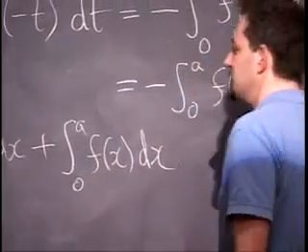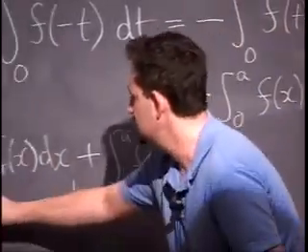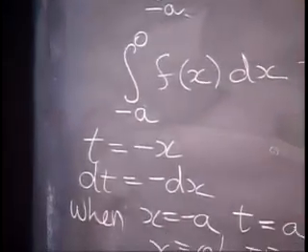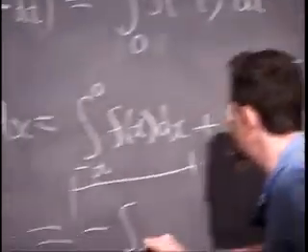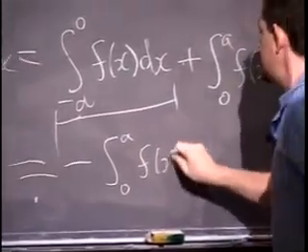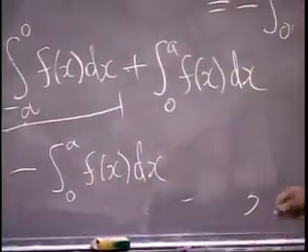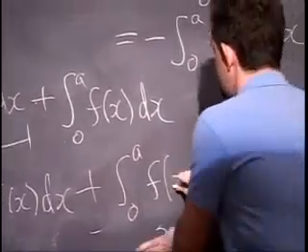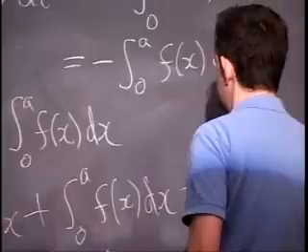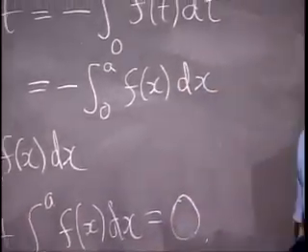And I just did all this manipulation. If you look at this, that's exactly what we just looked at over here. And we found that it equals this. So I'm just going to substitute that in. It's minus the integral from 0 to a, f of x dx, plus the same thing, integral from 0 to a, f of x dx equals 0. They cancel out.